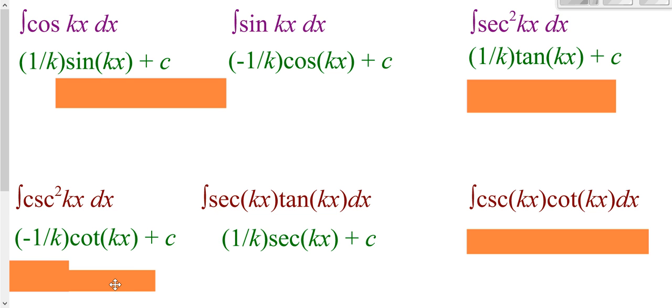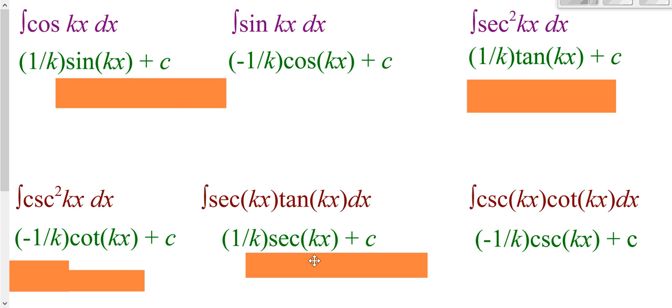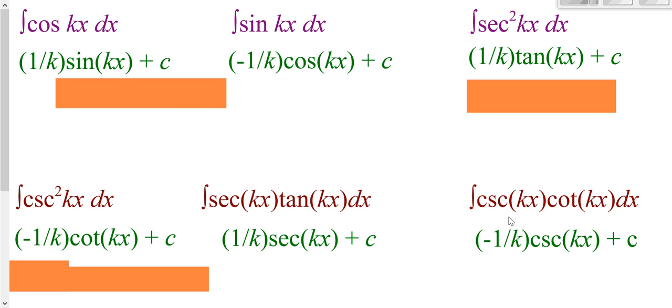So then here you got to think, the derivative of what is secant tangent? Well, that's just secant, and then you have to undo your chain rule. Similarly over here, the derivative of what is cosecant cotangent? Well, that's just cosecant, undoing your chain rule and undoing your negative here in front.